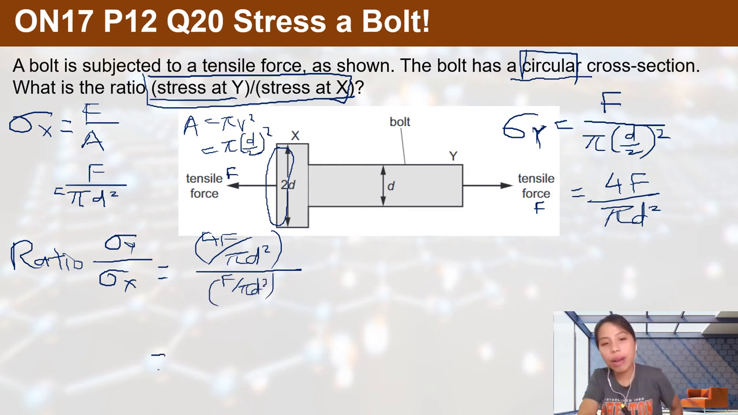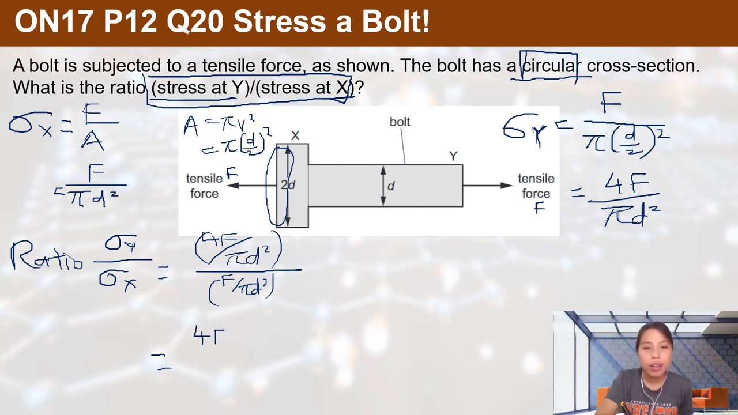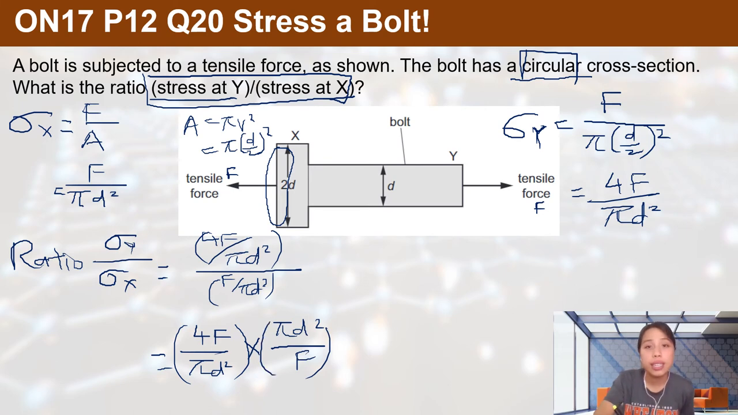Now if you can work this out in your mind very quickly and see what cancels out, sure. But if not, you can also take out the fraction from the bottom and get 4F over pi D squared multiplied by pi D squared over F. This is called taking out the fraction from the bottom. And here you can see more clearly what cancels with what. So here, pi D squared cancels out, F and F cancel out. What's left? 4. Correct? Yes, 4. So here you will have a 4, which is the ratio of one to the other.